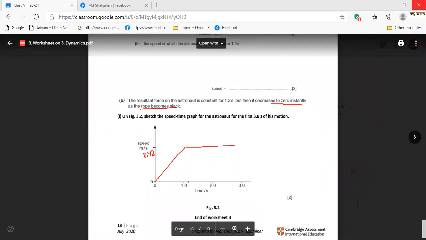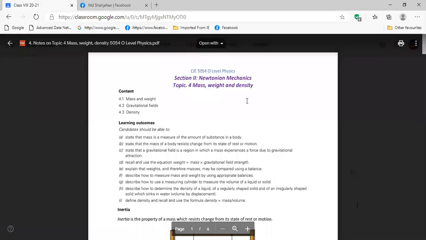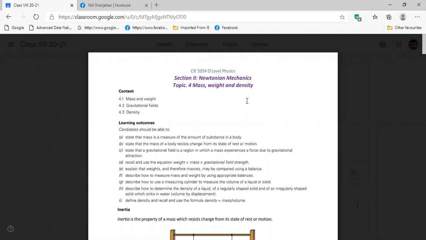Otherwise, the things we are going to discuss, you know it before in class 7, like measuring density, the formula you know. Then you also know how to measure the volume of a liquid or solid. Describe how to determine the density of a liquid, of a regularly shaped solid, and of an irregularly shaped solid that sinks in water, by volume displacement. Define density and recall the use of the formula. Density is equal to mass divided by volume.